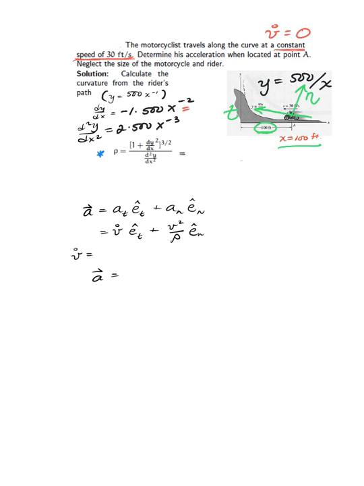So all we're going to do is plug those numbers in right there. I end up getting minus 0.05 for dy/dx, the slope. Plugging in, I get 0.001 for the second derivative of y with respect to x. So then I'm just going to go ahead and calculate the radius of curvature. So I'm just going to plug those values in there.